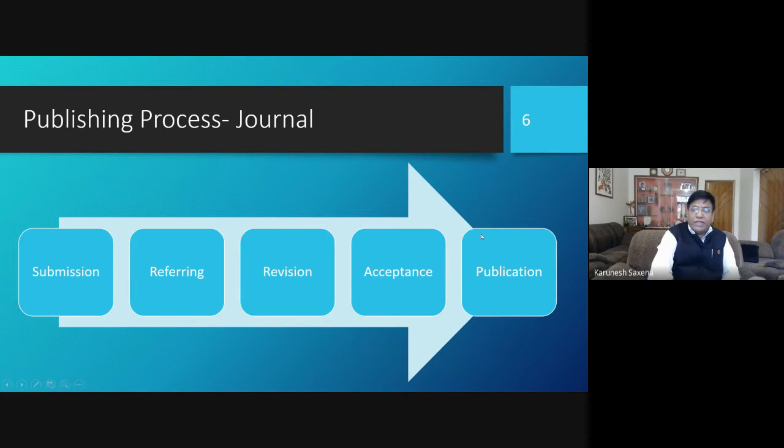Once you have carried out the revisions, every journal has a policy that within the given timeline, you have to submit the paper once again after taking care of the revisions. In most cases, the revision is done in track change mode. Then, when you are able to address the queries of the referees, the paper is accepted and finally published. So this is the whole process for publishing in a journal.